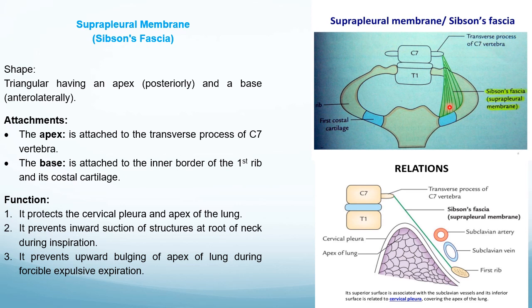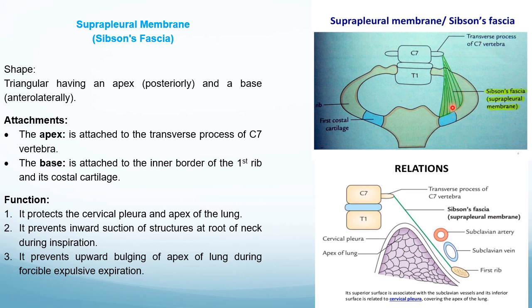The structure here covering the apex of the lung is called the suprapleural membrane or Sibson's fascia. It is a triangular fascia extended from the endothoracic fascia, with an apex and a base. The apex is directed posteriorly, attached to the transverse process of C7, and the base is directed anteriorly and laterally, attached to the inner border of the first rib and its costal cartilage.